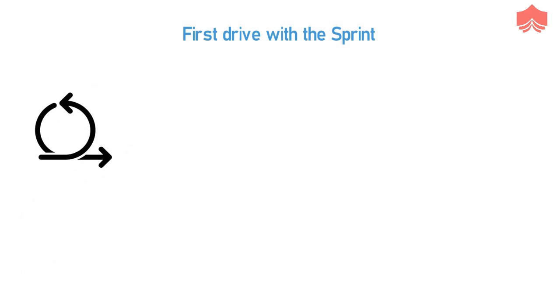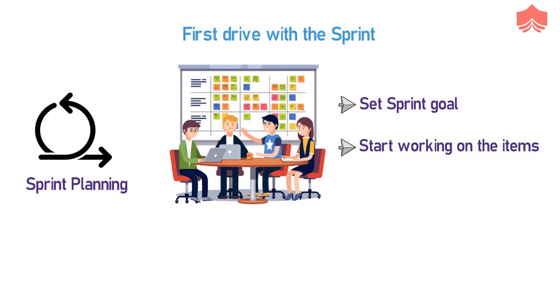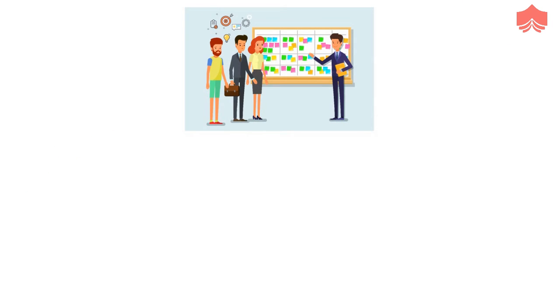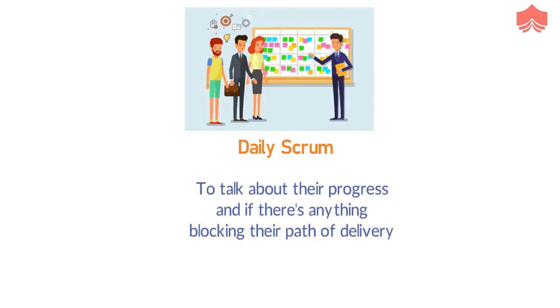Step 5. First drive with the sprint. The sprint starts with the first gear, sprint planning. Here the team picks items from the list. They get their sprint goal and start working on the items. During the course of the sprint, the team will regroup each day for a quick meetup called Daily Scrum to talk about their progress and if there's anything blocking their path of delivery.